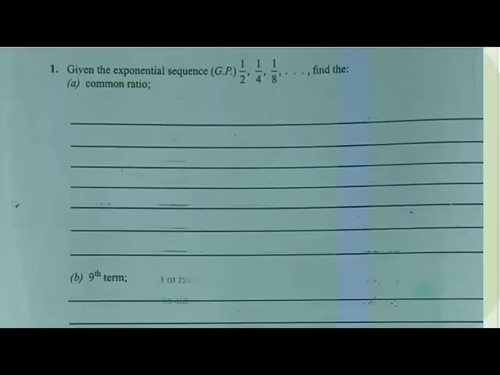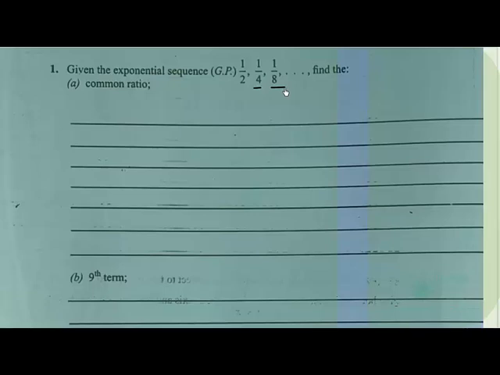Given the geometric sequence (GP) 1 over 2, 1 over 4, 1 over 8, find the common ratio. Recall that the common ratio can be found using any two consecutive terms. You can use 1 over 4 and 1 over 8, or 1 over 2 and 1 over 4.